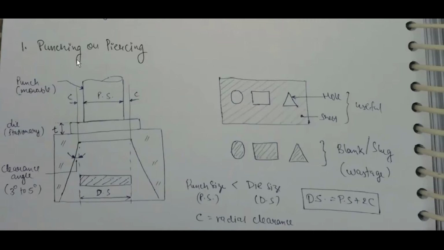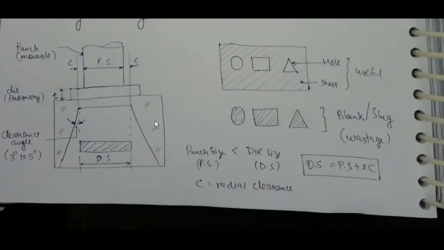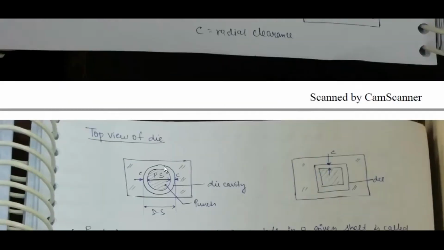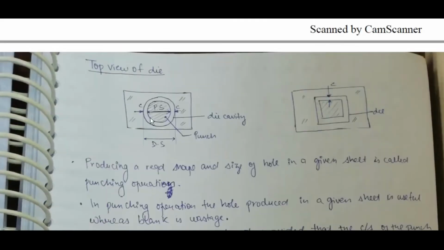We can remember this by just punching. When we punch paper, we use the paper and throw away the blank. So we can remember it like that. Punch size is less than die size. We can see clearly that punch size is less than die size. Die size is equal to punch size plus 2c, where c is the radial clearance. Top view: punch size, c, die size. If it is square, it will be like this.